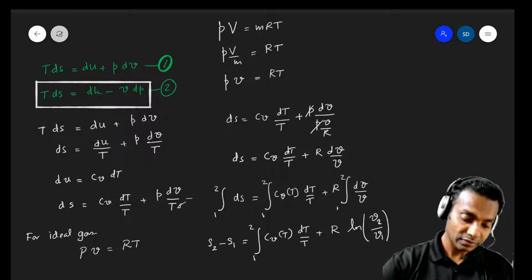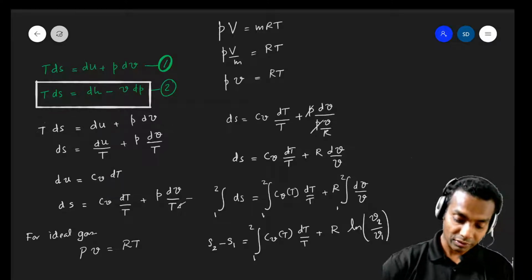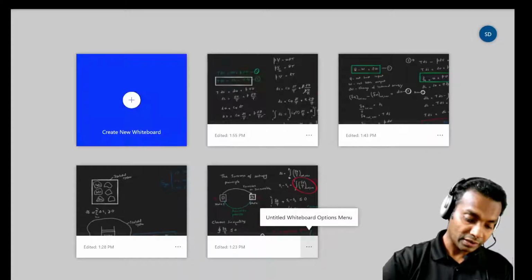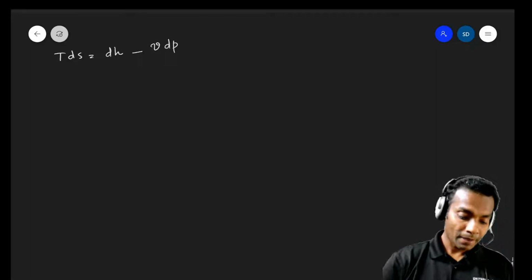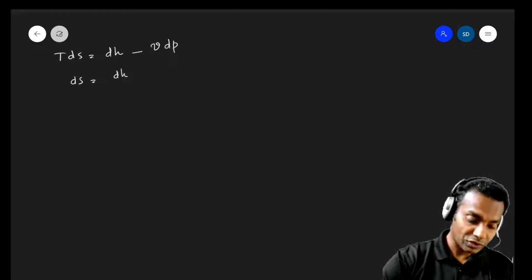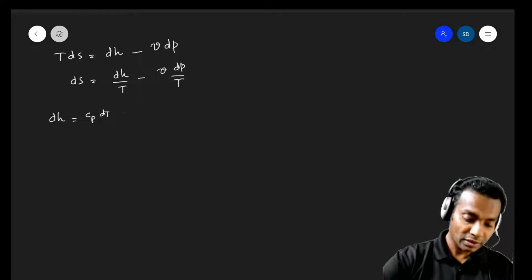I'm going to take another page here. I can write TDS equals dH minus v dP, and I'm going to divide the entire equation by T: dH over T minus v dP over T. Now as you know, dH is equal to cp dT, and by using the PV equals RT equation, T is equal to PV divided by R.